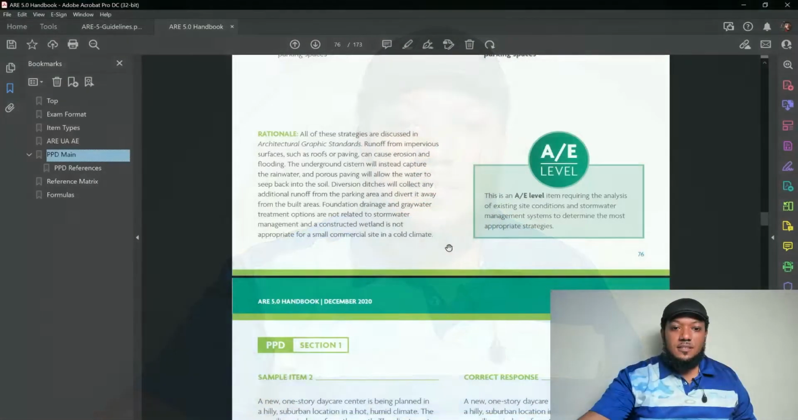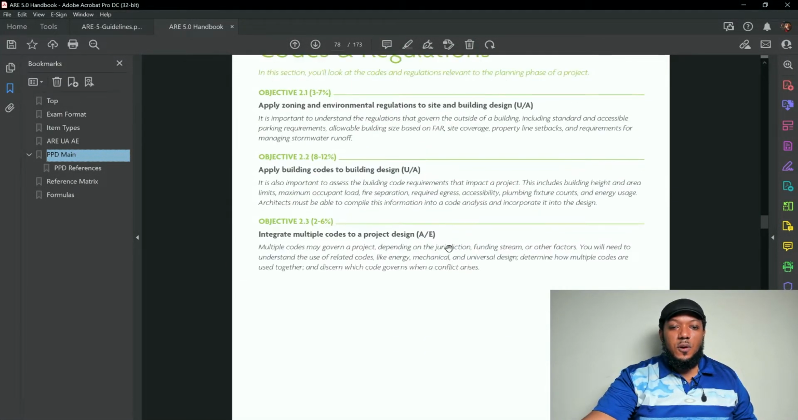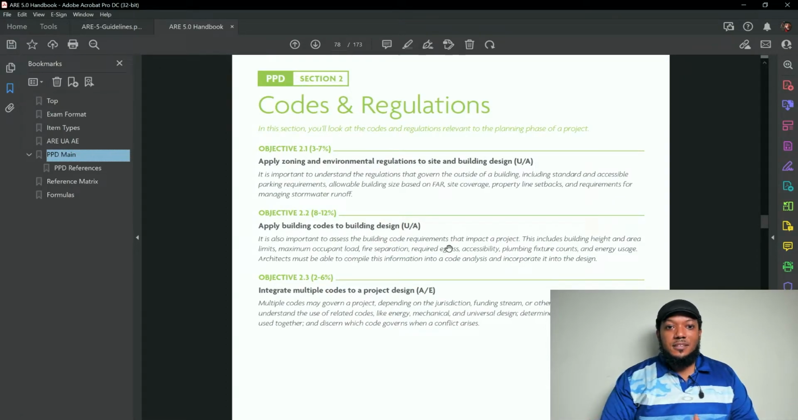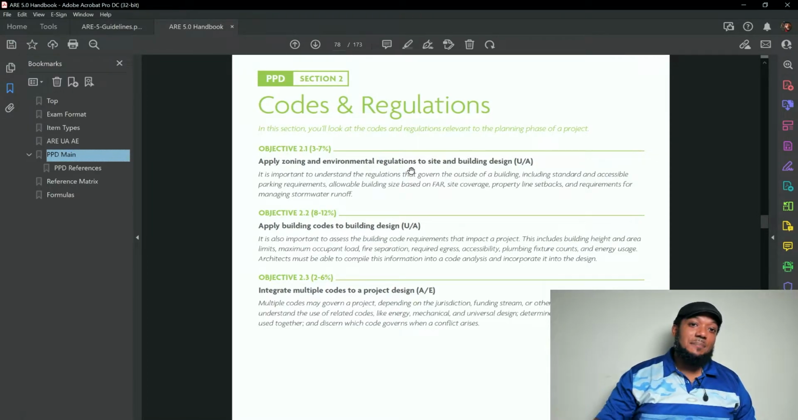Okay, so I will go through the next section as well. We're going into codes and regulations. This is where it breaks down definitely into the building code. It's like, do you know how to apply that? Do you know how to think about zoning? You're going to be looking at different zoning laws and saying, okay, this is in the zoning that it can be done, or it can't be done.